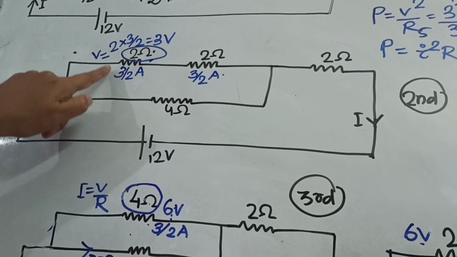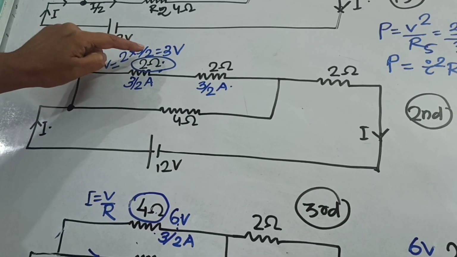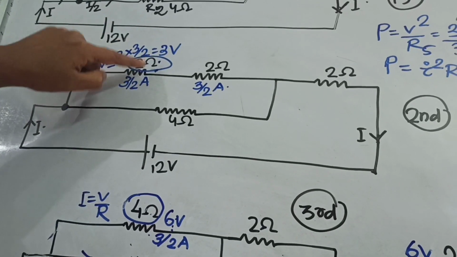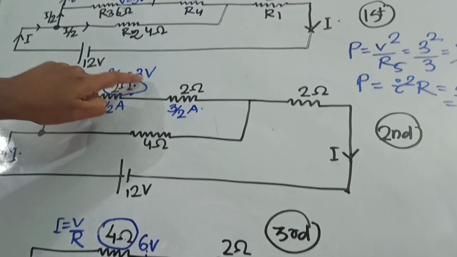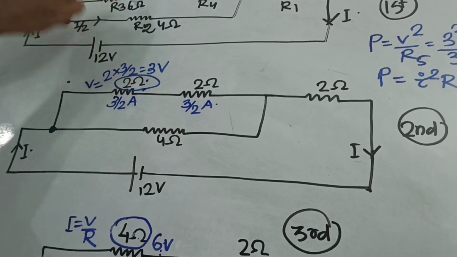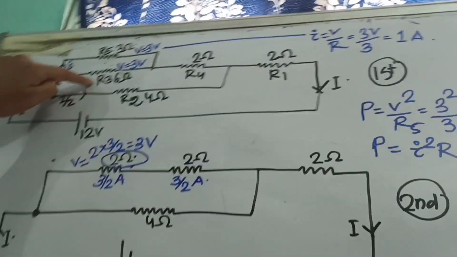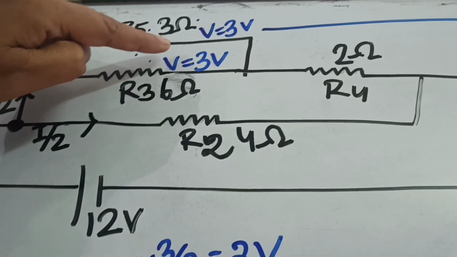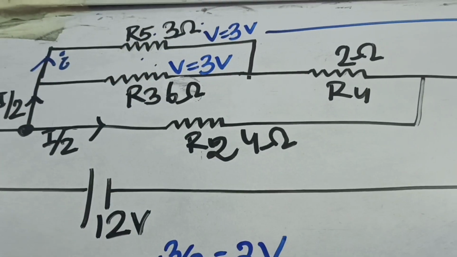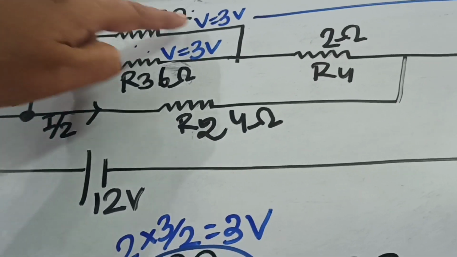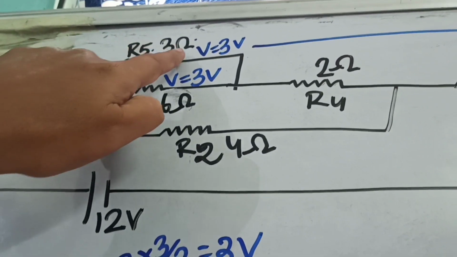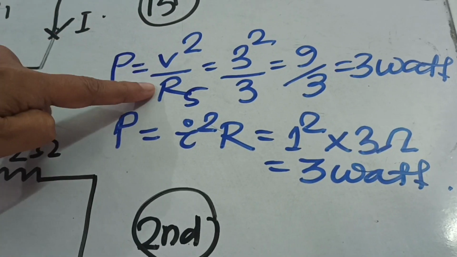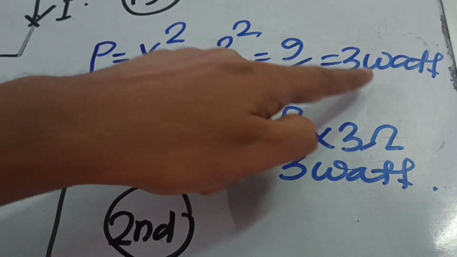Now what is the potential drop across this? V is equal to IR, so 3 by 2 into 2, the 2 cancels, that is 3 volt. So the potential drop across this 2 ohm resistor is 3 volt. But this 2 ohm resistor is the equivalent resistance of these two. Is that clear? Coming to the first branch, R5 will have a potential drop of 3 volt, and R3 will also have a potential drop of 3 volt. Now across R5 the potential difference is 3 volt and the resistance is 3 ohm. Applying power dissipation across R5 is V square by R5, that is 3 square by 3, equal to 3 watt.